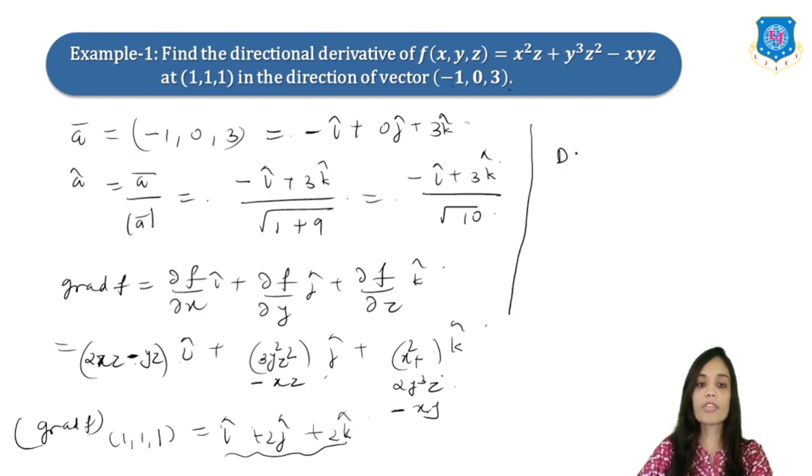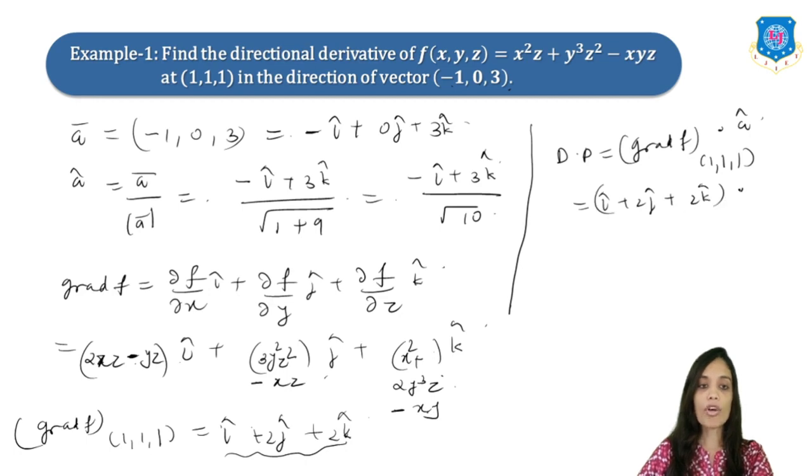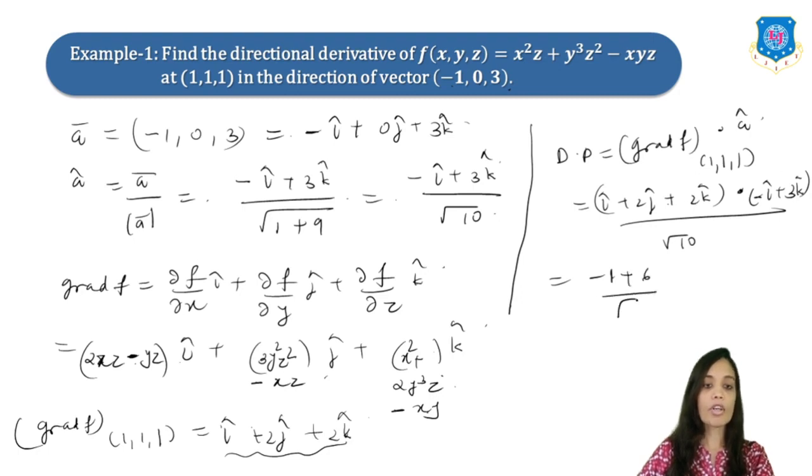So the directional derivative answer will be the gradient of f at point (1, 1, 1) dot our a cap. So let us put all these values. i cap plus 2j cap plus 2k cap dot this, that is minus i cap plus 3k cap upon square root 10. So next let us do the dot product. It will be minus 1, right? This will go to 0, plus 6 upon root 10 because here we don't have j cap. So the final answer will be 5 upon root 10. Okay, so this is the answer of the directional derivative.